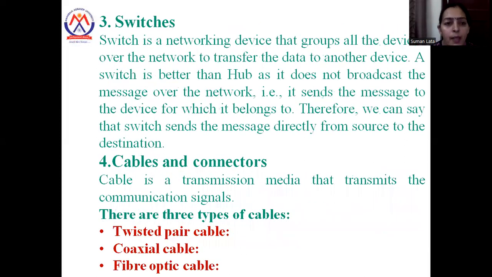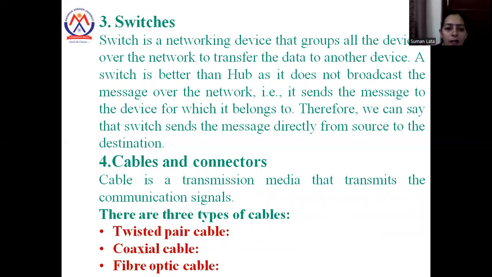Next is switches. Switch is a networking device that groups all the devices over the network to transfer the data to another device. Switch is better than hub, as well as we can say switch is an intelligent device, because it does not broadcast the message over the network. However, it sends the message to the device for which it belongs to. Therefore, we can say that switch sends the message directly from source to the destination.